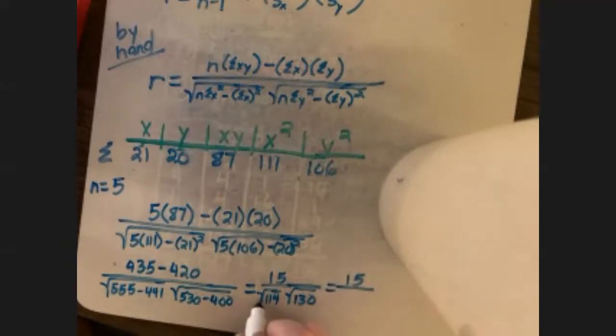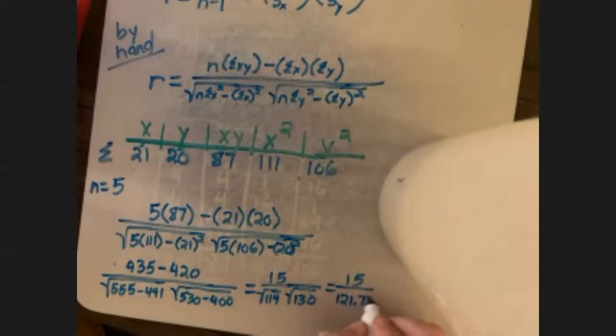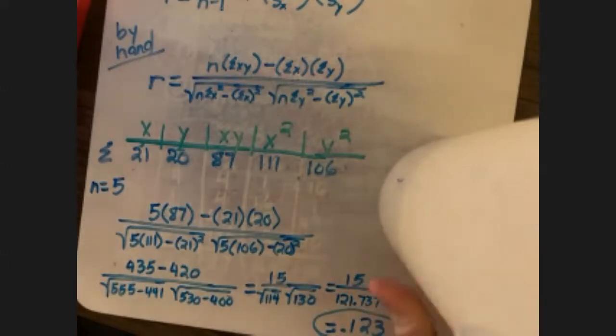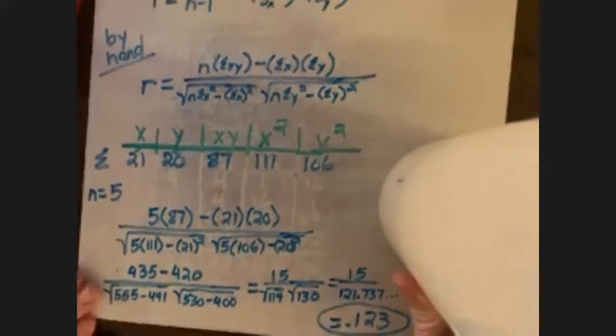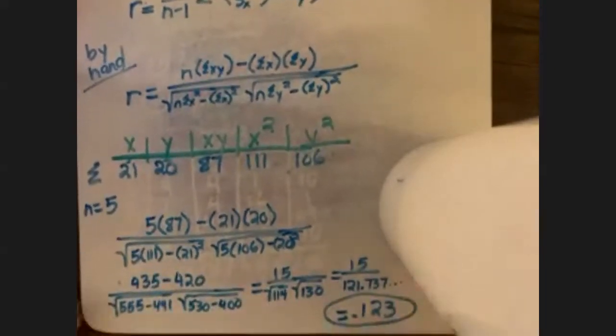Now I'm going to do the square root of 114 times the square root of 130, and I get 121.737. And now I'm going to do 15 divided by that, and I get 0.123. Hopefully everybody can kind of track with that.